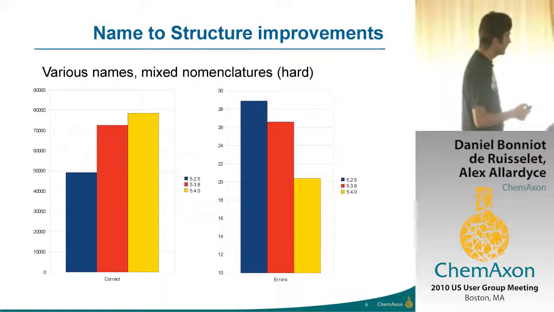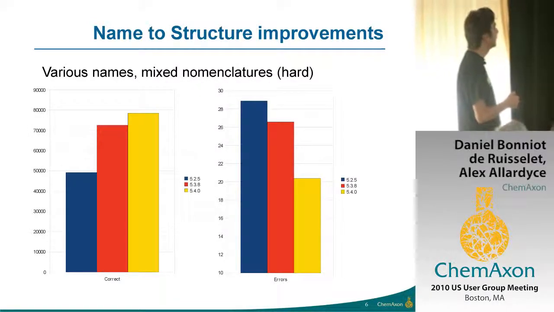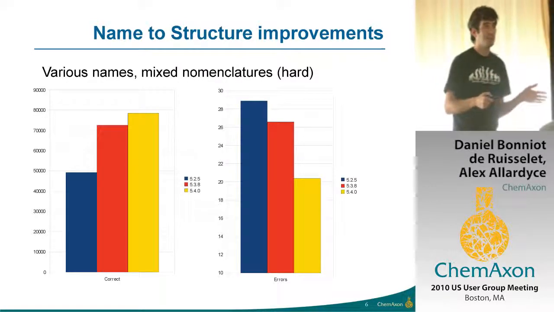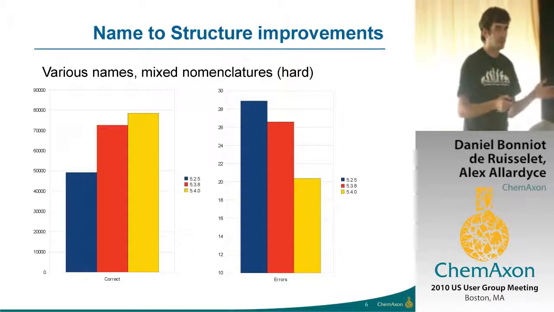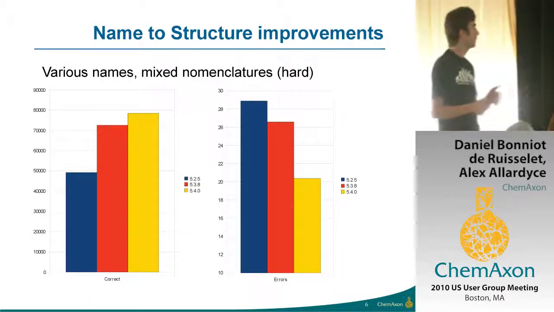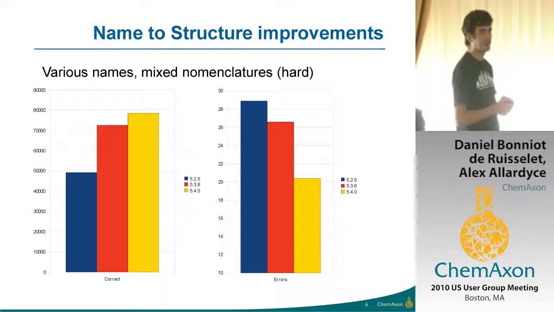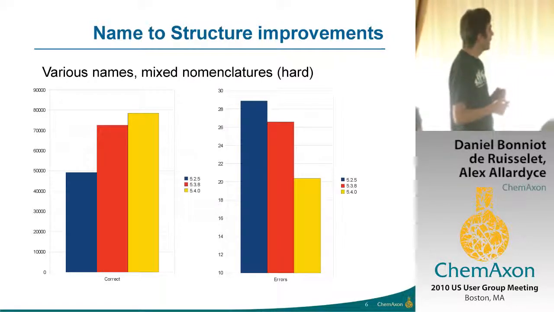This is a different data set, which is mixed. It's various names. There are some traditional names. There are lots of names which are actually missing some things, or which have something in the name which is not in a structure. It's much more difficult. I tried to account for that as much as possible in the test. But what is interesting is how many of those names you can convert correctly to the structure.